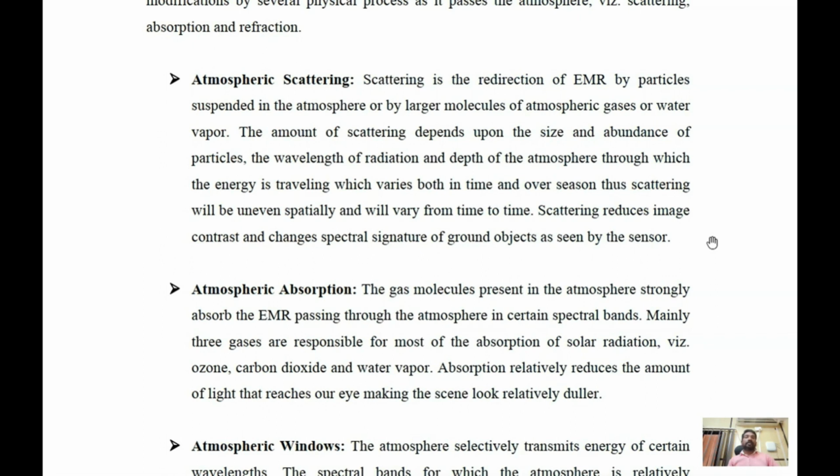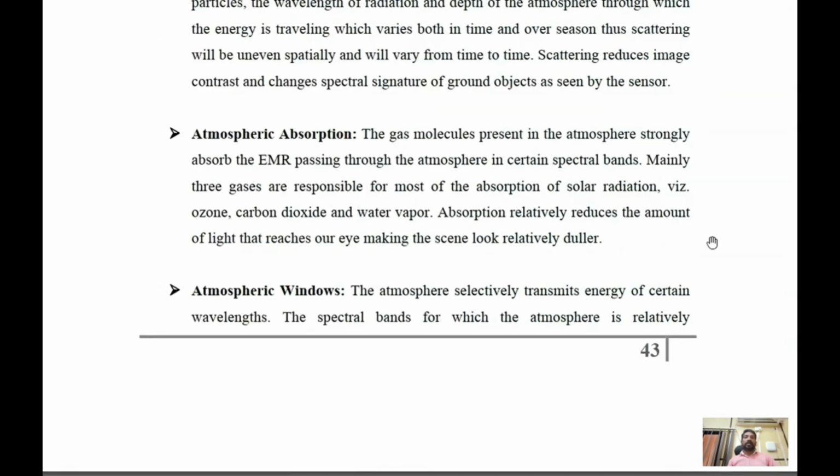Atmospheric scattering. Scattering is the redirection of EMR by particles suspended in the atmosphere or by large molecules of atmospheric gases or water vapor. The amount of scattering depends upon the size and abundance of particles, the wavelength of radiation and the depth of the atmosphere through which the energy is traveling, which varies both in time and over space. Thus scattering will be uneven and will vary from time to time. Scattering reduces image contrast and changes the spectral signature of ground objects as seen by the sensor.